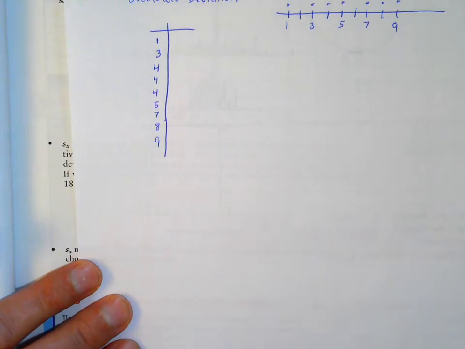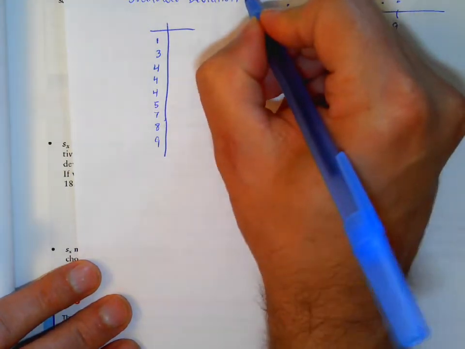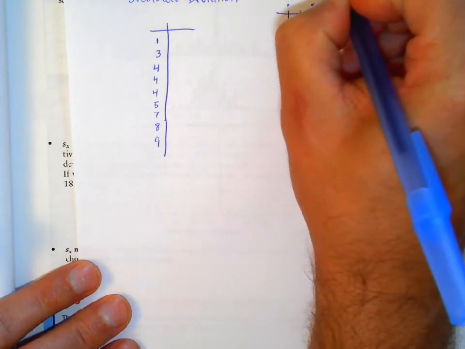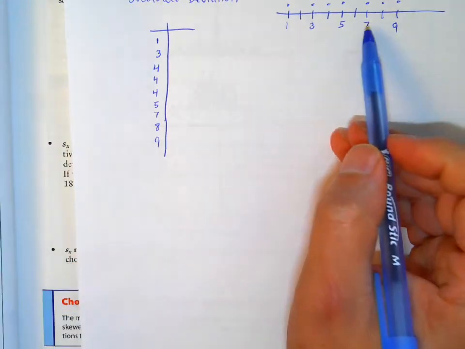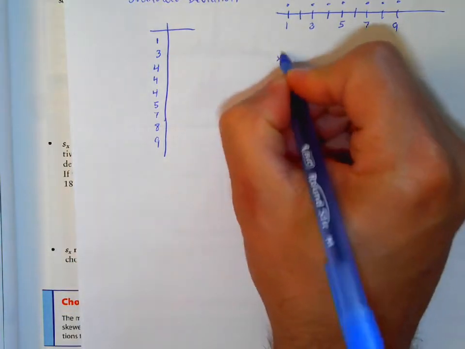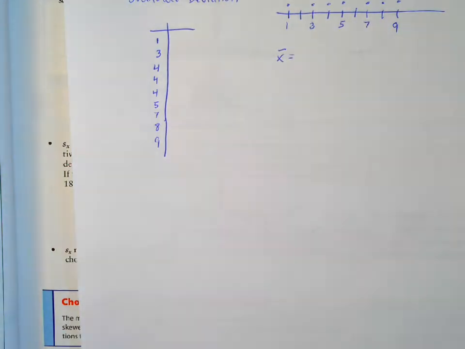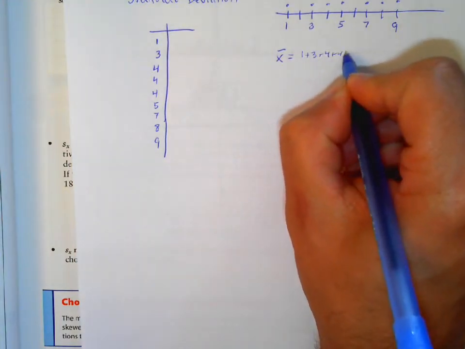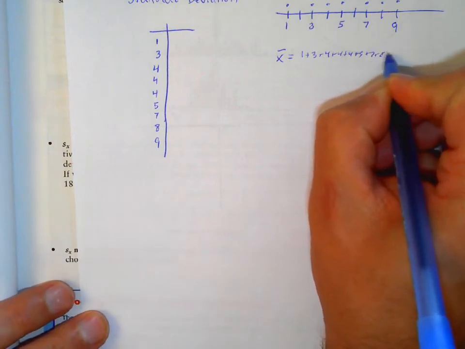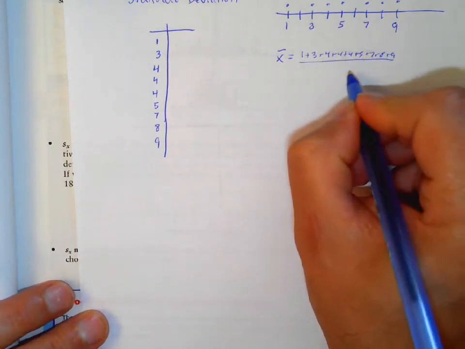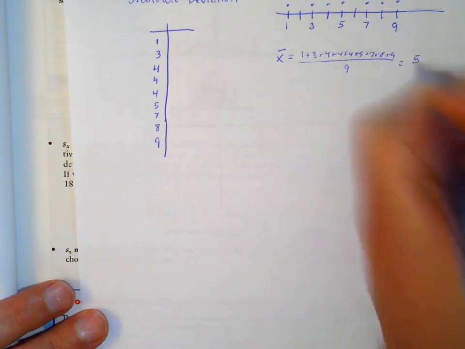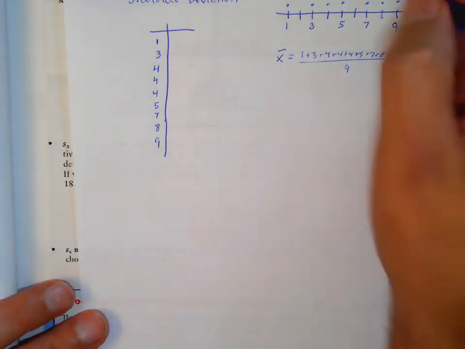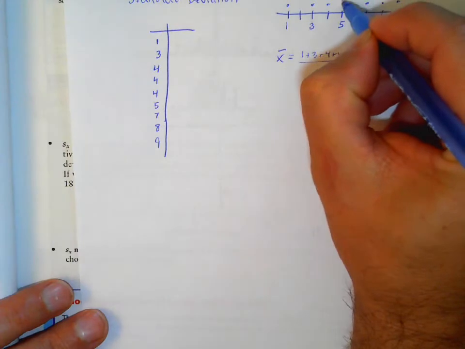There's my dot plot. Okay, so the first thing, standard deviation is sort of an average distance from the mean. So the first thing we need to do is find the mean for these numbers. x bar is my symbol for the mean of a sample. So I'm going to take 1 plus 3 plus 4 plus 4 plus 4 plus 5 plus 7 plus 8 plus 9 and divide that by the 9 numbers. That gives me an answer of 5. So I know my mean is 5.